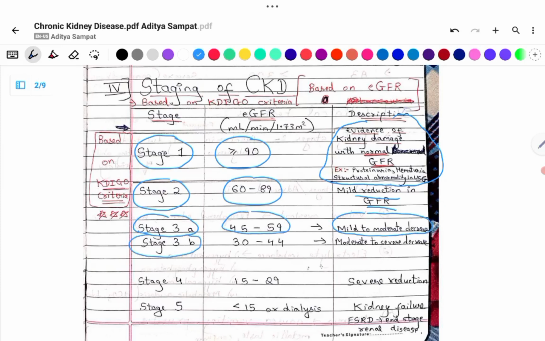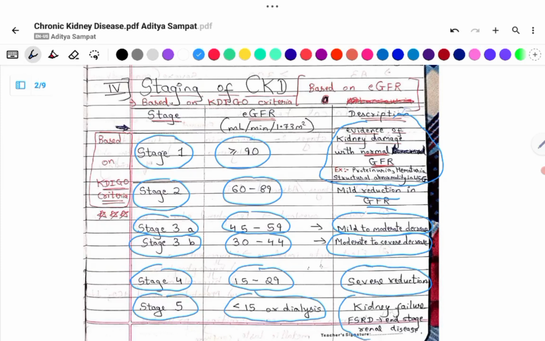Stage 3B. eGFR 30 to 44. Description: moderate to severe decrease. Stage 4. eGFR 15 to 29. There is severe reduction. Stage 5. eGFR of less than 15 or dialysis, kidney failure, ESRD, end stage renal disease.